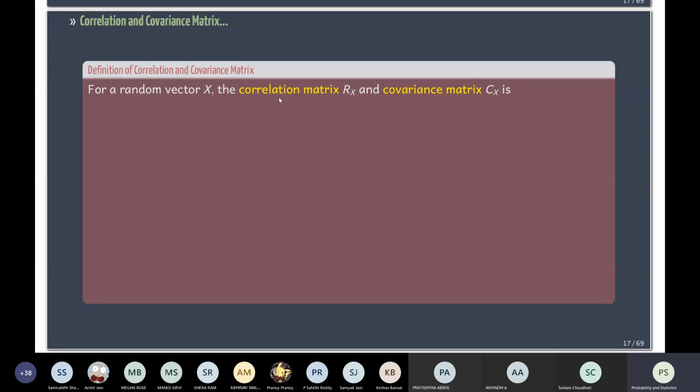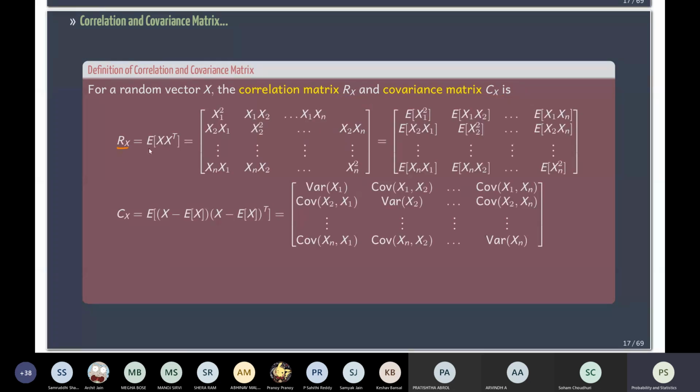For a random vector x, the correlation matrix Rx and covariance matrix Cx. So what is this? This is the expectation of x x transpose. So that's the correlation. Correlation is defined to be like this. But since x is a vector, we have to multiply that out. I think I'm missing the expectation here. So this inside term is just x x transpose.